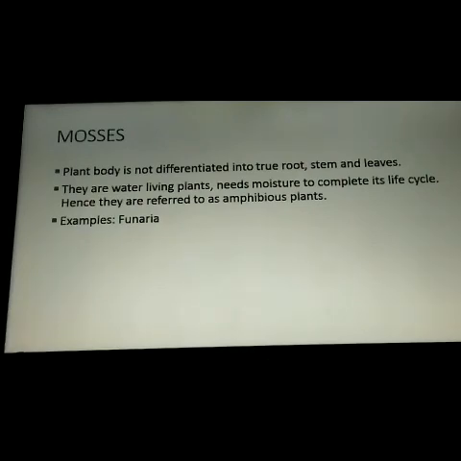So the plant body is not differentiated into true root, stem and leaf in case of mosses, and they are also water living plants just like the algae type of plants, and they are said to be amphibious in nature.